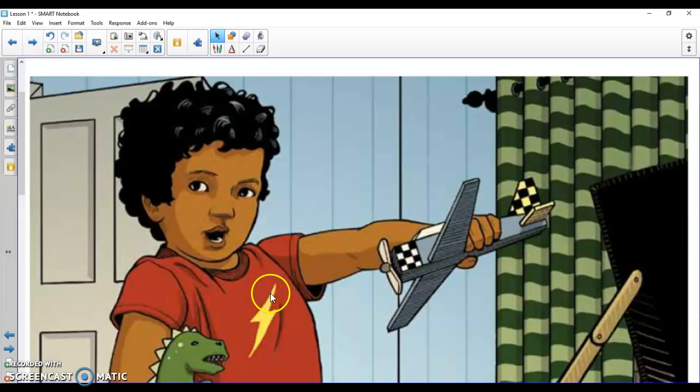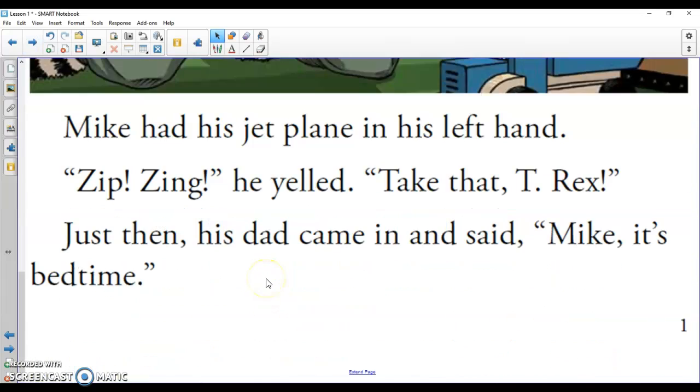This is Mike. Mike had his jet plane in his left hand. Zip, zing, he yelled. Take that, T-Rex. Just then, his dad came in and said, Mike, it's bedtime.